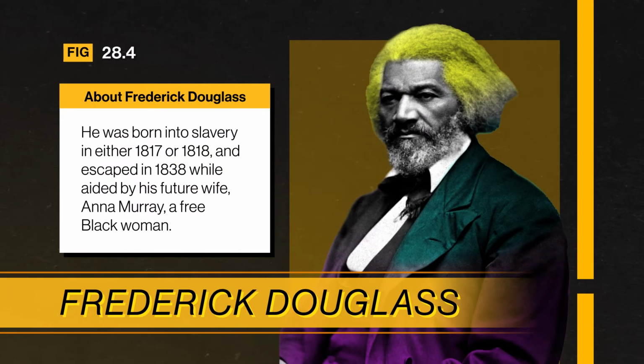Another speaker who was elevated in papers and on the national stage was Frederick Douglass. He was born into slavery in either 1817 or 1818 and escaped in 1838 while aided by his future wife, Anna Murray, a free black woman. After escaping, Douglass spent his life fighting for abolition. He was a brilliant writer and orator, and he became one of the country's most sought-after speakers.